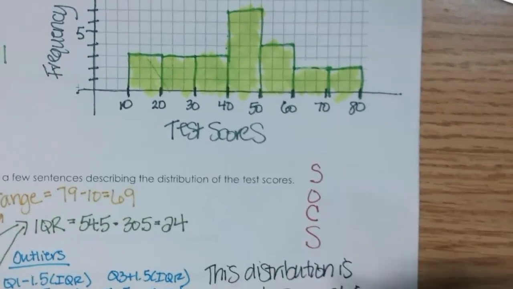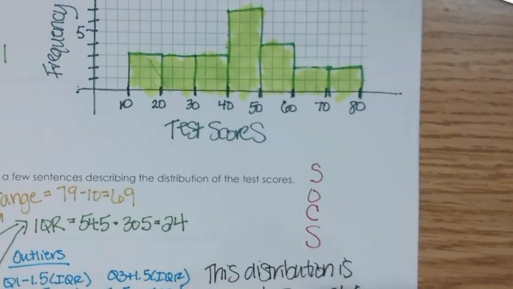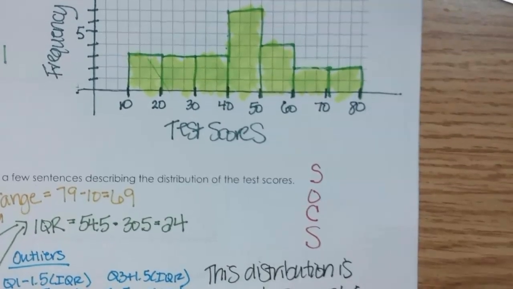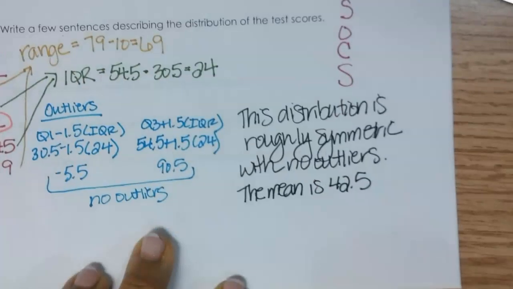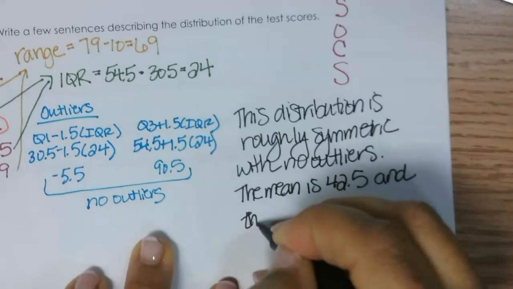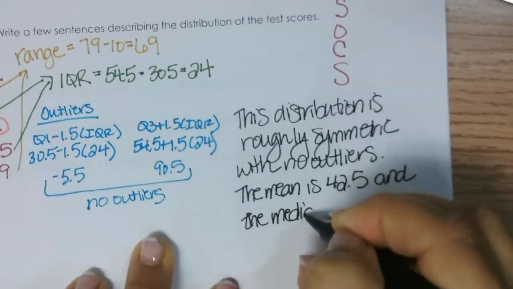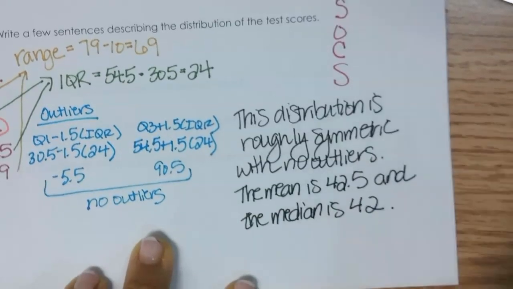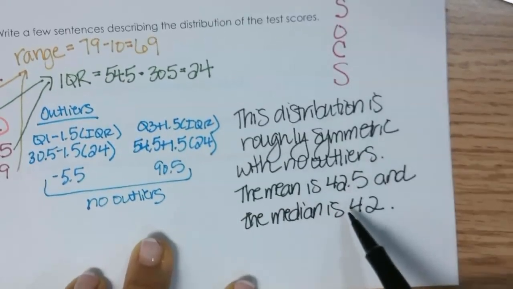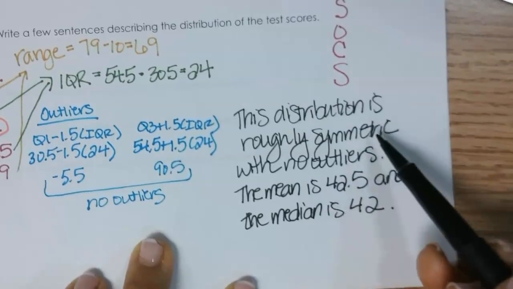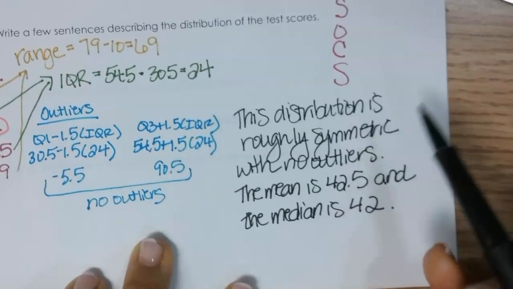Later. The mean is 42.5, and I don't know what the unit is on that. So the mean is 42.5, and the median is 42. And I like looking at the mean and the median. They're about the same, right? When the mean and median are about the same, that means that they're probably roughly symmetric. Okay.